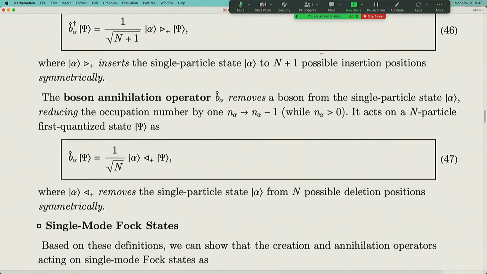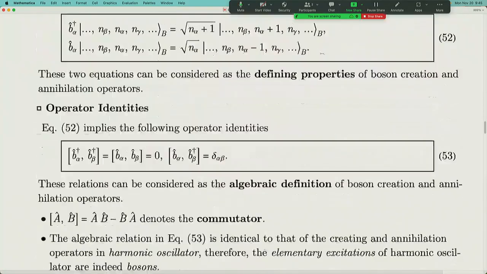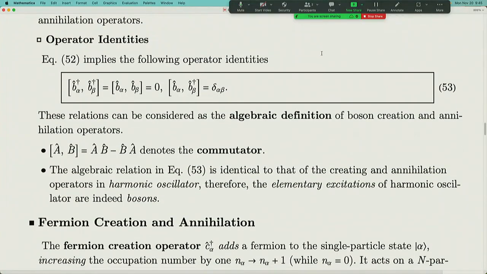And then there's also a higher level definition. You can call it the second quantized definition, which is defining these operators by their commutation relation. It's actually true that as long as any set of operators satisfy this algebraic relation, they will have exactly the same effect as boson creation and annihilation operators. As if there is indeed a many-body quantum system where you can really add or remove bosons from the system.